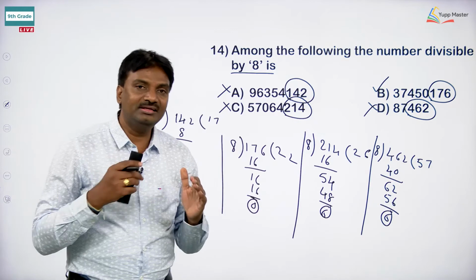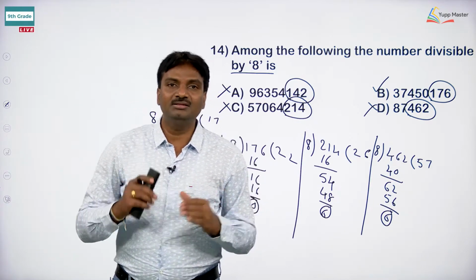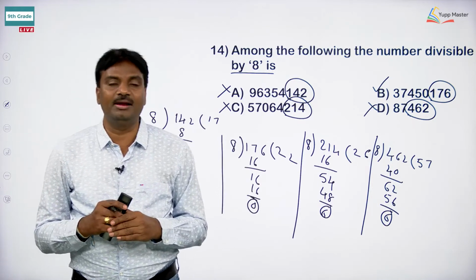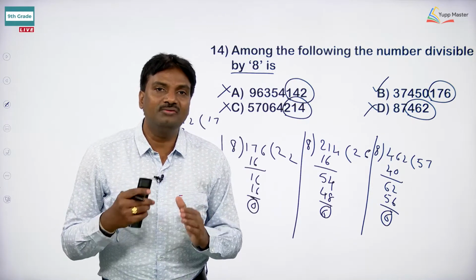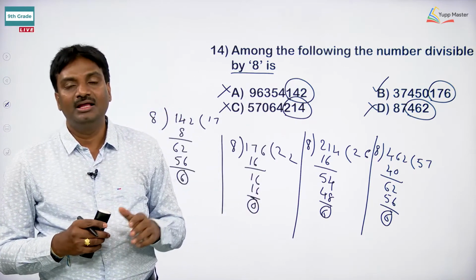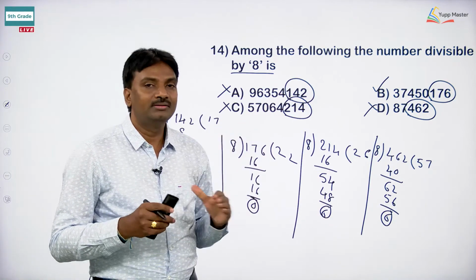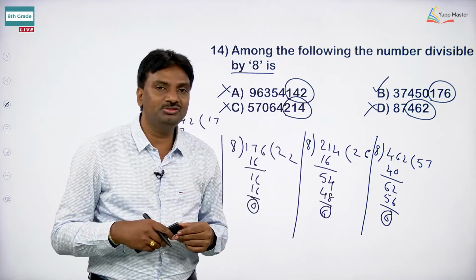So to check whether a number is divisible by 8 or not, consider the last 3 digits of the given number. If the last 3 digits of the given number are divisible by 8, then we can say the number is also divisible by 8. So according to that rule, the correct option for the given problem is B only.